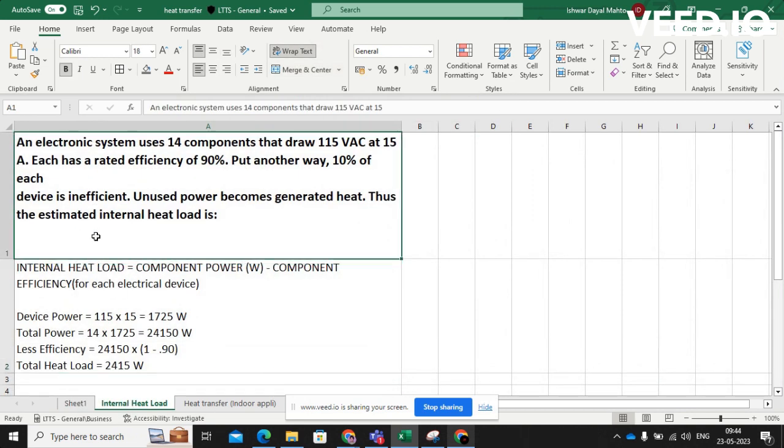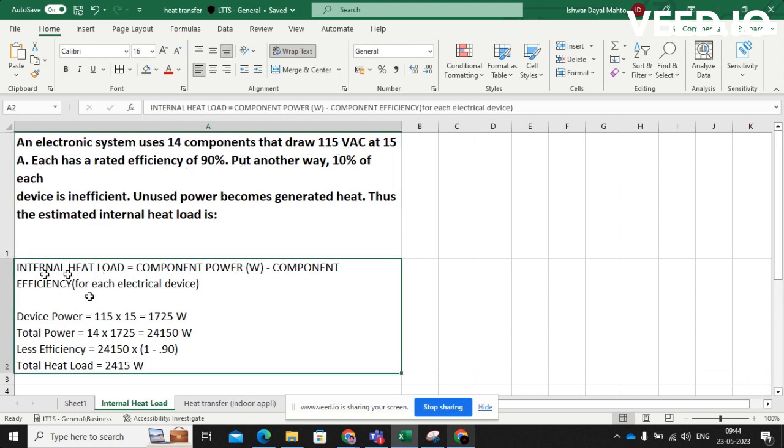An electronic system uses 14 components that draw 115 volt AC at 15 ampere. Each has a rated efficiency of 90%, and if we put it another way, each device is 10% inefficient. The unused power becomes generated heat, and thus the estimated internal load is... So, to calculate the internal heat load, first we need to find out the power that is consumed by the electronics, and we need to account for the component inefficiencies.